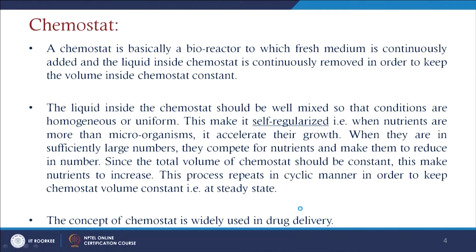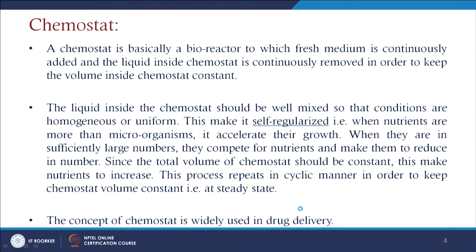Presently we are discussing the chemostat, which is used for culture of cells. Two types of cell culture are used naturally: one is called the continuous culture technique, and one is called the batch culture technique. We are not going into detail for that, but in a general sense, a chemostat is a bioreactor to which fresh medium is continuously added, as I have explained. Suppose oxygen is supplied and the liquid inside the chemostat is continuously removed in order to keep the volume inside the chemostat constant. Since the volume is constant, according to the conservation of mass, whatever amount is supplied, the same amount flows out.